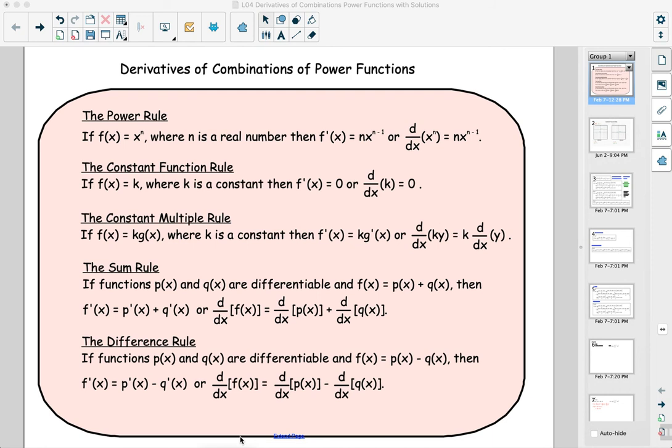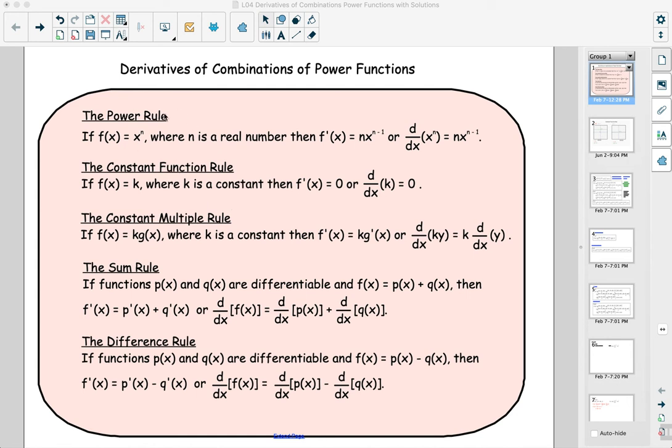Right, continuing our work in Unit 2, we're now on Lesson 4, and Lesson 4 is going to be involving derivatives of combinations of power functions. The combinations we're going to be looking at could be sums of power functions, differences, a constant multiple times the power function. The constant function rule, I think we've already gone over that one. We've already proven that one, so I don't feel the need to prove that one again.